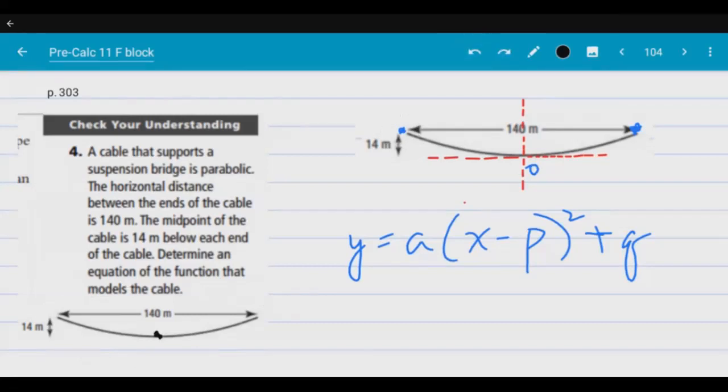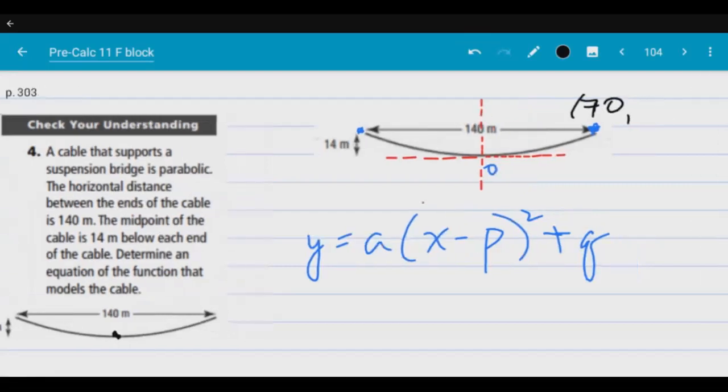Now, if this is 0, 0, this point would be what? If you look at it, since from end to end, it is 140. Therefore, if the vertex is right at the middle, this one would be 70 units away from the vertex to the right. This one would be negative 70 units, if that makes sense. Of course, it's 70 units, but then you go to the left because it's a negative, okay?